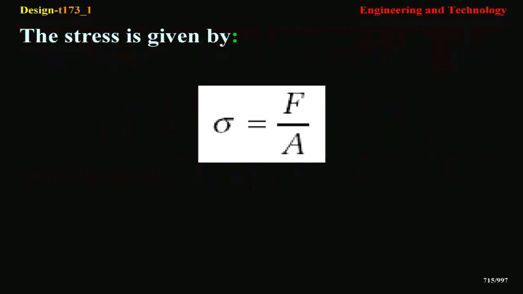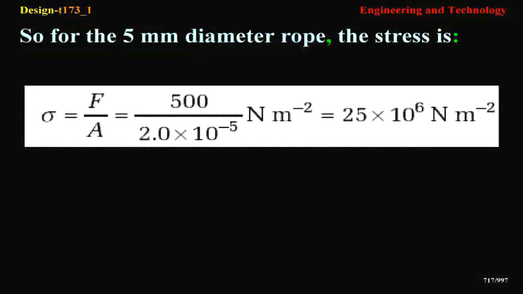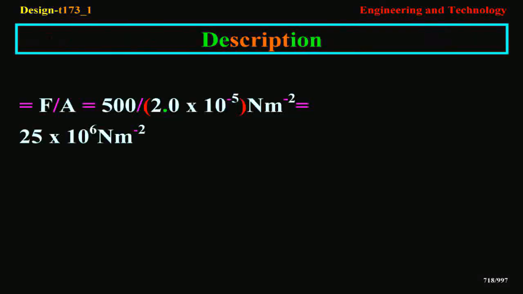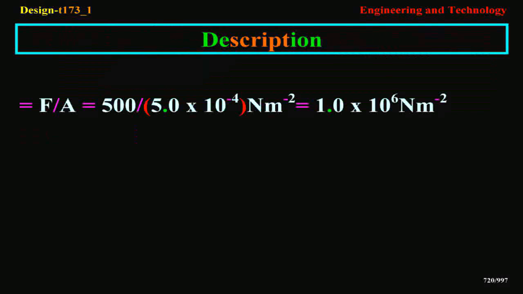The stress is given by sigma equals F over A. So for the 5 mm diameter rope, the stress is sigma equals F over A equals 500 over 2.0 × 10⁻⁵ newton meters⁻², equal to 25 × 10⁶ newton meters⁻². And for the 25 mm diameter rope, the stress is sigma equals F over A equals 500 over 5.0 × 10⁻⁴ newton meters⁻², equal to 1.0 × 10⁶ newton meters⁻².